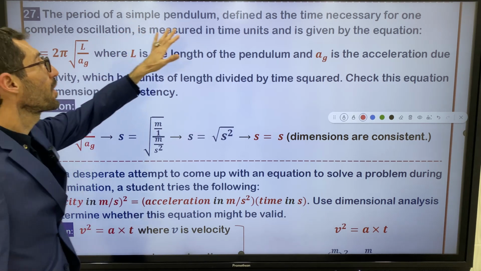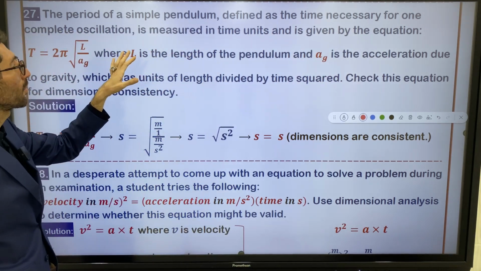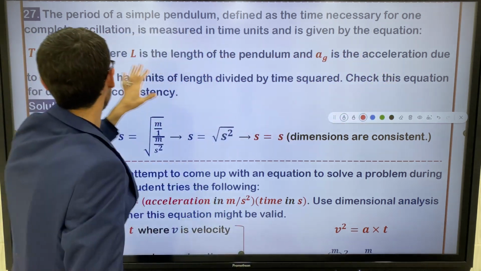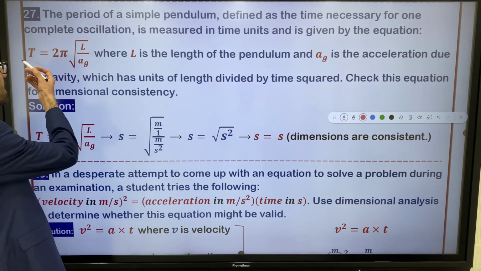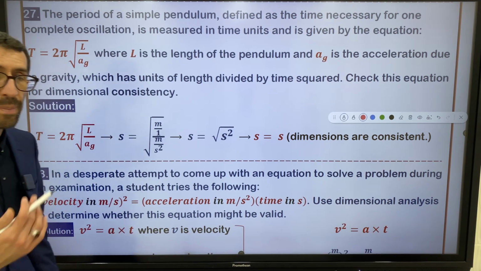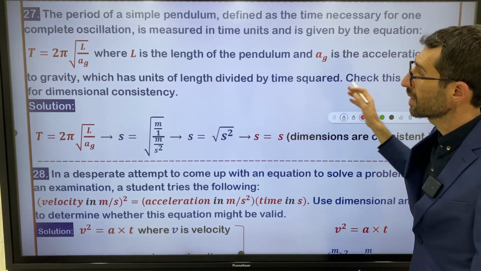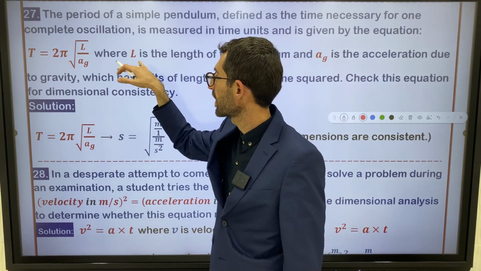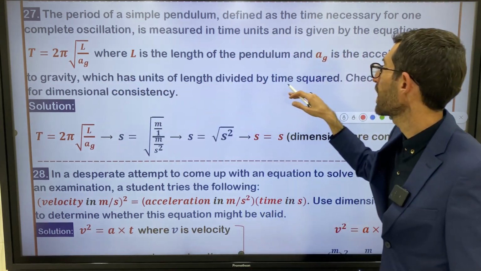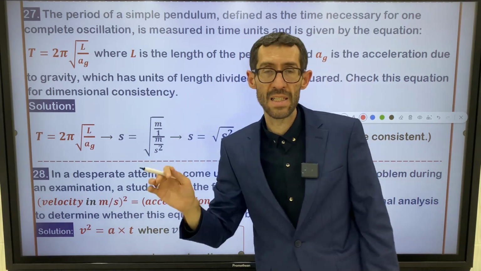The period of a simple pendulum, defined as the time necessary for one complete oscillation, is measured in time units and is given by the equation. You have this equation. T means time period. 2 pi is a fixed number, radical. L means length of a pendulum, and a_g means acceleration due to gravity. It gives us this information, which has units of length divided by time squared. Check this equation for dimensional consistency.